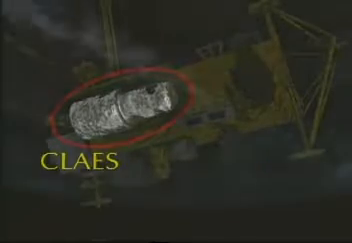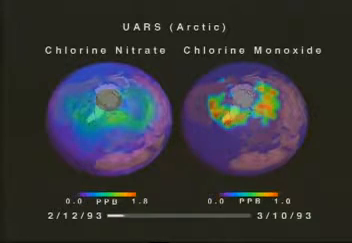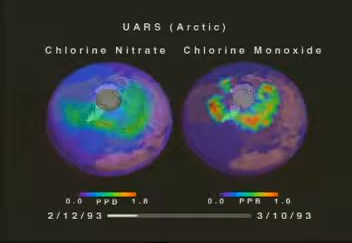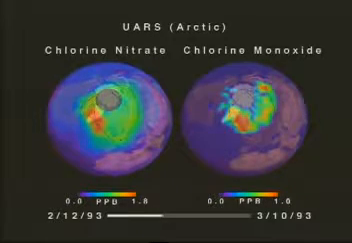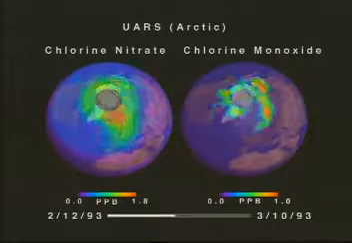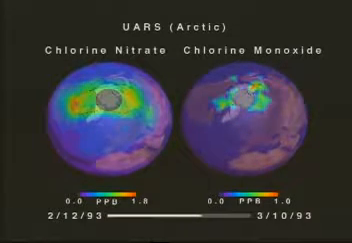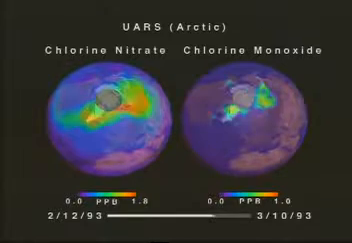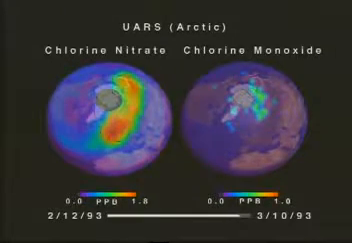Both ISAMS and CLAES make measurements by looking at infrared emission from cloud particles and trace gases. The CLAES, MLS, and ISAMS measurements together show us that the polar stratospheric clouds which form in the cold Arctic stratosphere have converted most of the chlorine nitrate into the radical chlorine monoxide. In 1992, UARS measurements showed conclusively that an Arctic ozone hole is beginning to form.